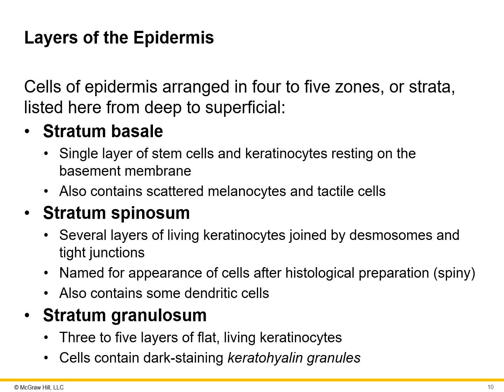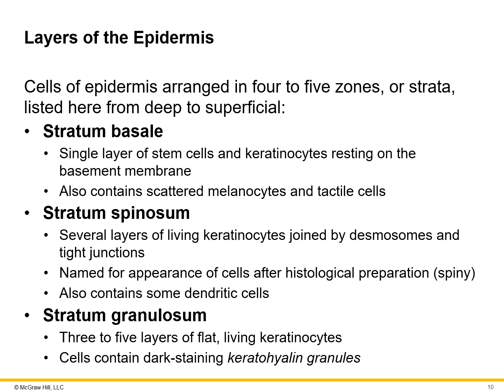Several layers of living keratinocytes that are going to be connected by desmosomes and tight junctions will be found in the stratum spinosum. And it gets its name because when we prepare it for histology, the desmosomes and the tight junctions connect the cells and keep them attached, giving them a spiny appearance. And then we'll also find those dendritic Langerhans immune cells.